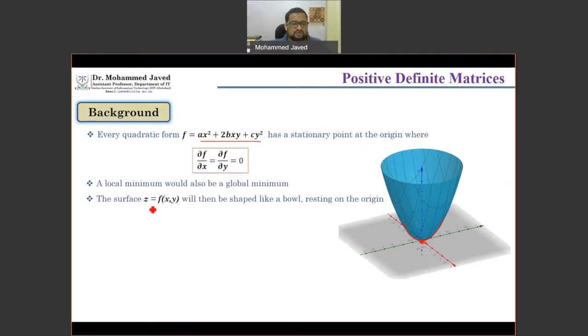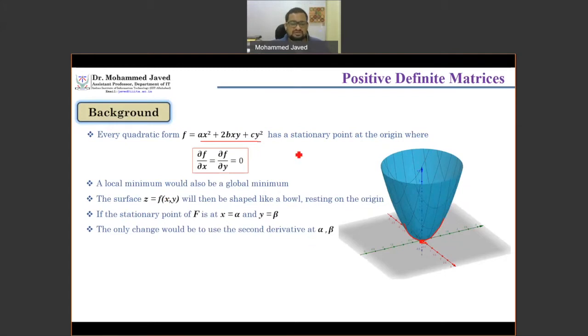The surface z equal to f(x, y) will then be shaped like a bowl. In such a quadratic case, you would get a bowl shape resting at the origin. For example, this stationary point is at (0, 0). Now if the stationary point of f is at x equal to alpha, y equal to beta, somewhere above or below the origin, the only change would be to use a second derivative.